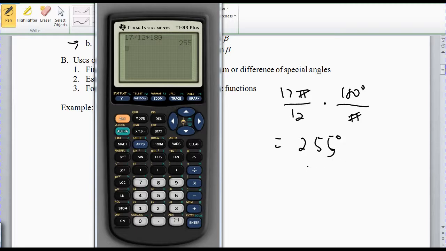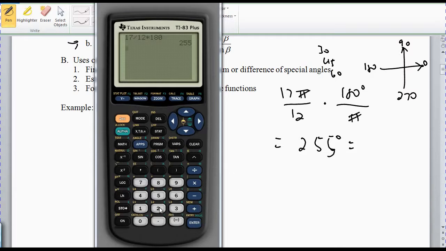Now 255 degrees isn't one of my special angles. 255 degrees is in the third quadrant. And if you're wondering how I know that, it's because that's 0, that's 90, that's 180, and that's 270. So 255 is in this third quadrant. Now, my special angles are 30, 45, and 60. So I want to write 255 in terms of special angles, if I can. And I think I can. Now I need both of them to be special angles.